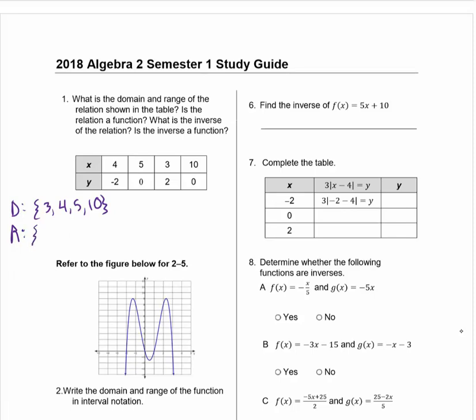Our range, same thing with the squiggly brackets, but our y values. So -2, 0, and 2. And you don't need to put 0 twice, even though it appears twice, because we're just making a list of all the values included for our y's. That's the first question in number 1.